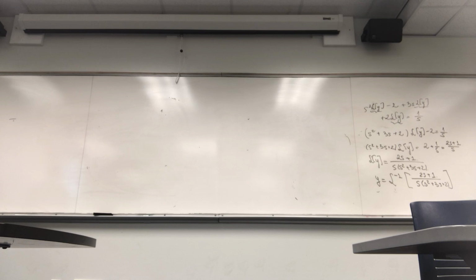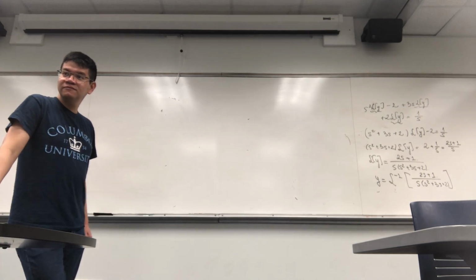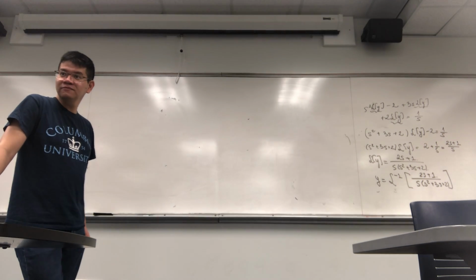So how can I factorize the right hand side? You can factor the s squared plus 3s plus 2, and then split the full function into partial fractions with separate terms of s plus 1, and s plus 2.